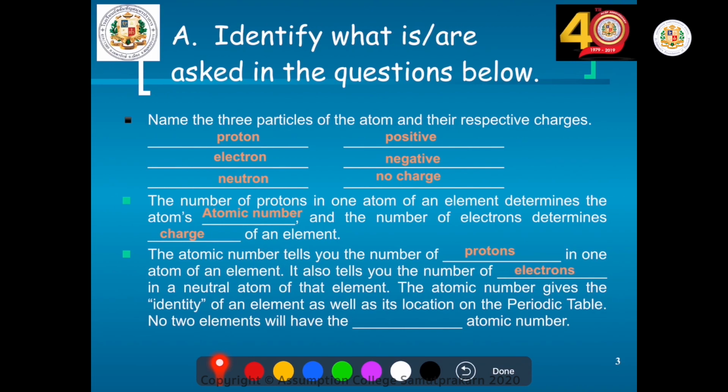The atomic number gives the identity of an element as well as its location in the periodic table. So no two elements will have the same atomic number. Each of them, if you look at your periodic table, has its own atomic number.